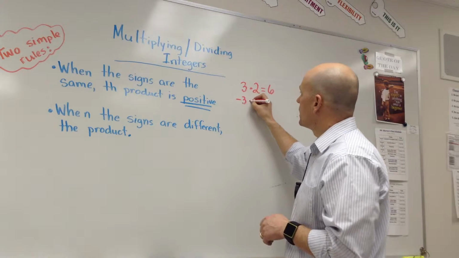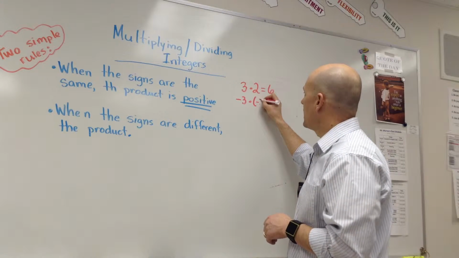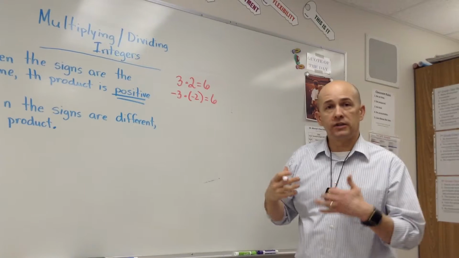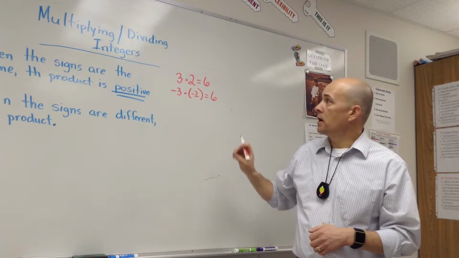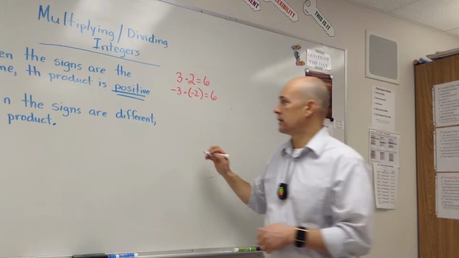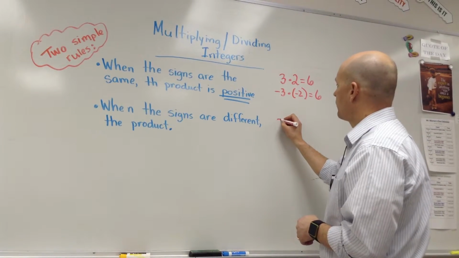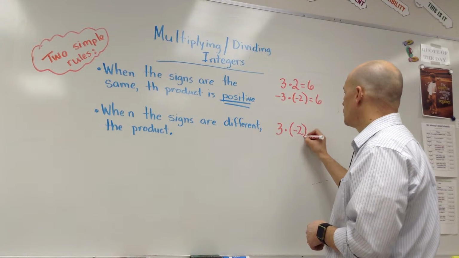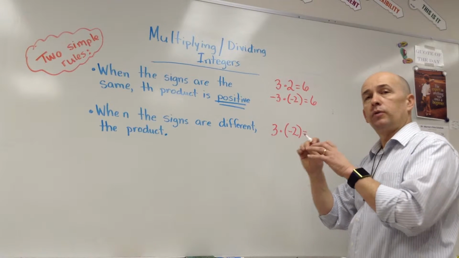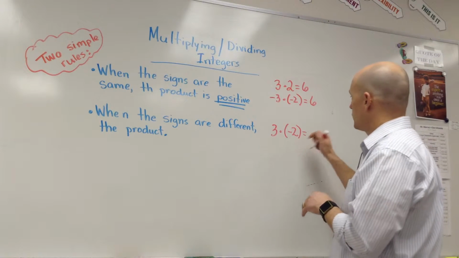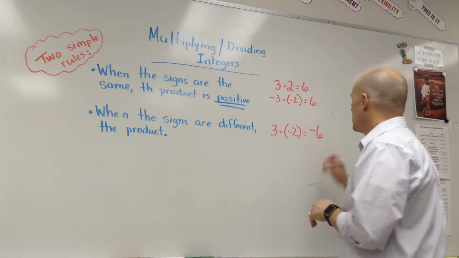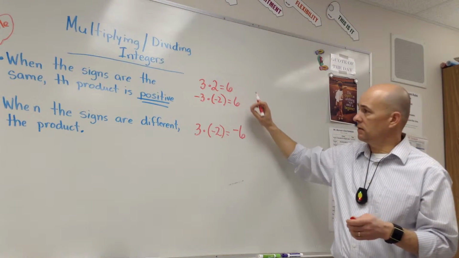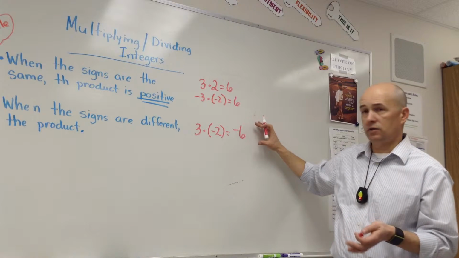A negative 3 times a negative 2 also equals 6. Okay? It's when the signs are different. So if I have 3 groups with a negative 2 in each group, that negative 2 plus negative 2 plus negative 2, or 3 groups of negative 2, gives me a negative 6. So, signs are the same, the answer is positive. The signs are different, the answer is negative.